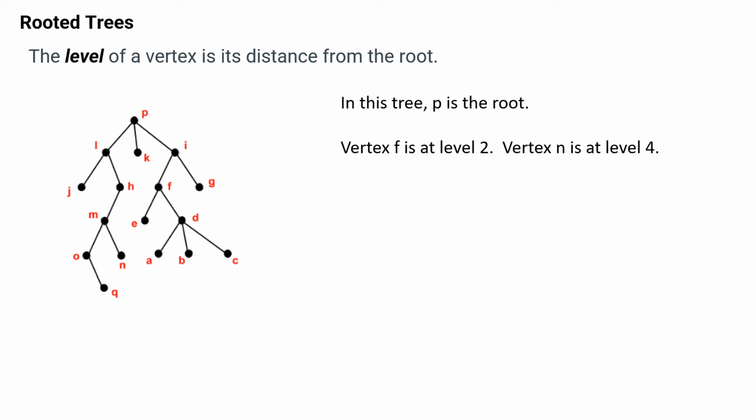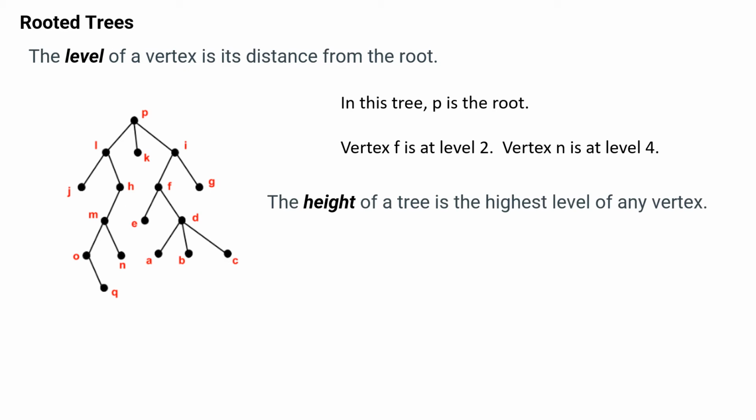Vertex N, we go over and find N, and we see how many edges we need to move along, what is the distance from the root, and it would be 1, 2, 3, 4. So the vertex N is at level 4. The height of a tree is the highest level of any vertex. So we would just look and see what is the highest level of any vertex. In this case, we'd say it's 5, because it looks like Q is the one that's got the furthest distance from P, and it's 1, 2, 3, 4, 5. So we would say the height of the tree is 5.